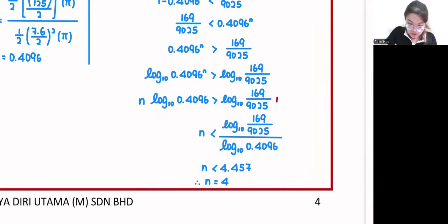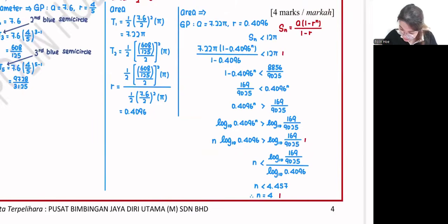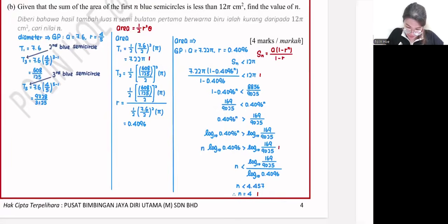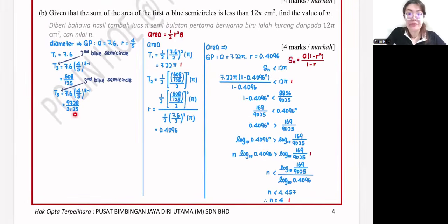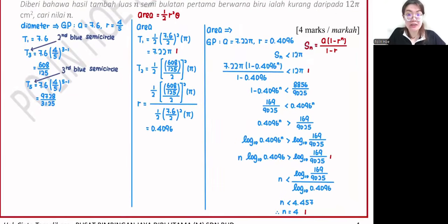This is the final one. 1 mark. Okay. 1, 2, 3. Another mark is given when you are able to find the first term. And the diameter part will not give you any mark. This part no marks. All that you see on my screen is worth only 4 marks.